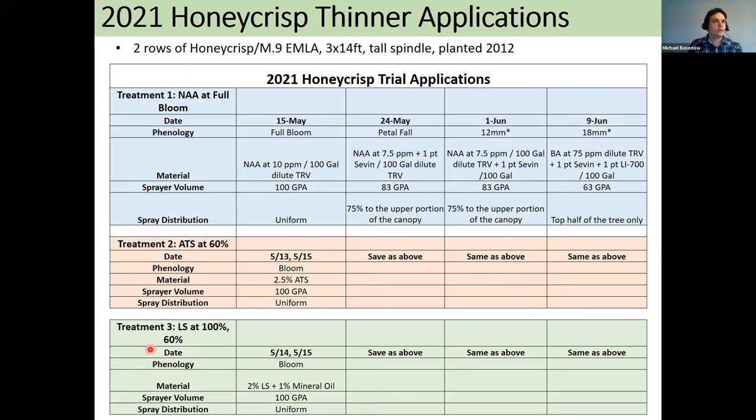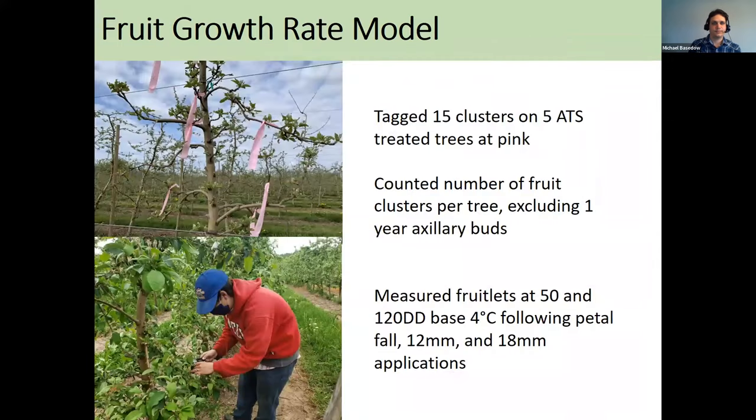And then we had a third treatment this year, and this was lime sulfur and oil. And this went on at 100% pollen tube growth for that first application. And then for the follow-up application, we put it on at 60% pollen tube growth. And then again, we had follow-up applications based on the fruit growth rate model at petal fall, 12 millimeter and 18 millimeter. So we did use the fruit growth rate model as well as the pollen tube growth model.